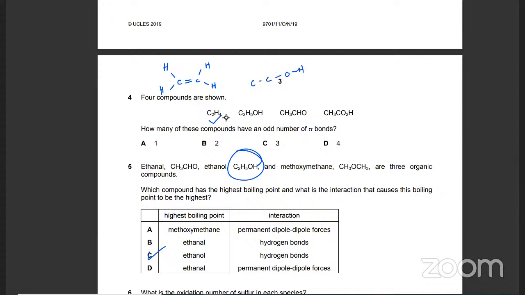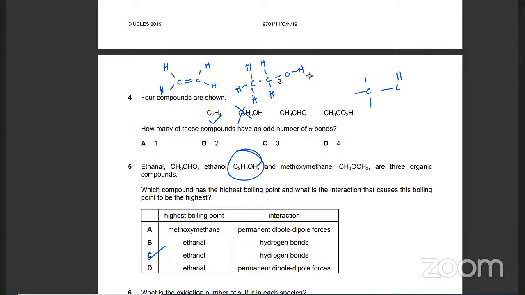C2H5OH. That's 8. 3, 4, 5, 6, 7, and 8. So that's not right.